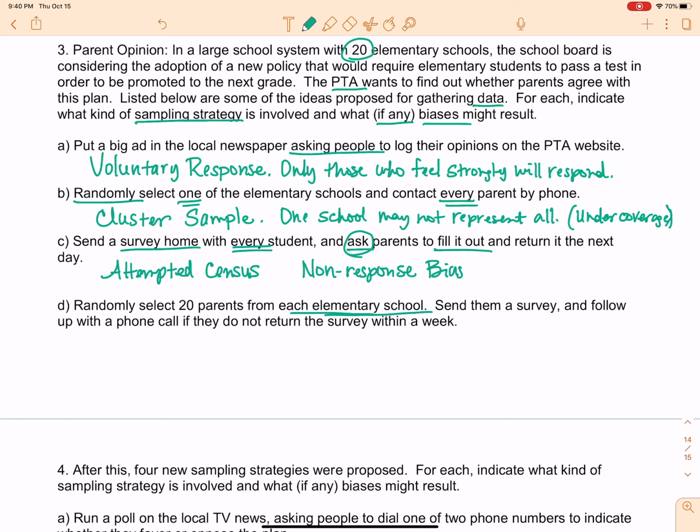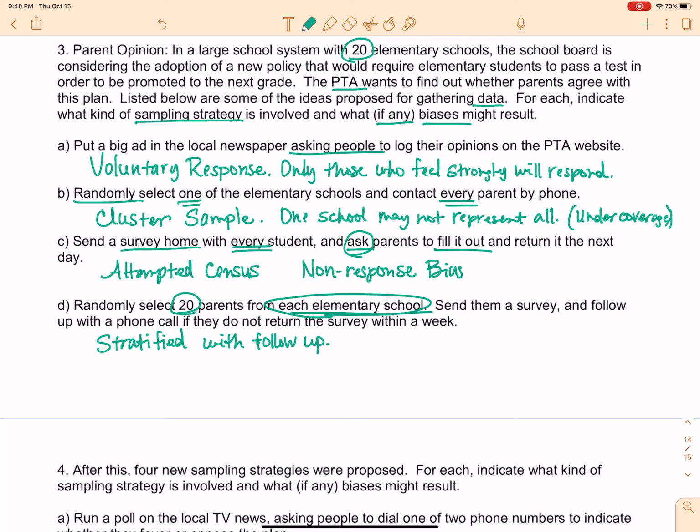Send them a survey and follow up with a phone call if they do not return the survey within a week. So what we're doing here, we're looking at each elementary school and taking a random sample of 20 from each one. This is a stratified sample because I've got my strata, my different elementary schools, and I'm taking a simple random sample from each of them. So this is actually, if you want to get real technical, stratified with a follow-up because they are following up with these parents. They're not just leaving it.